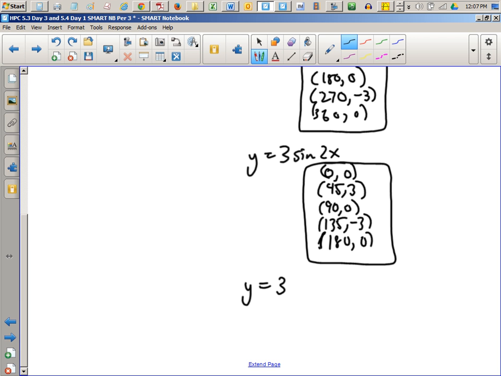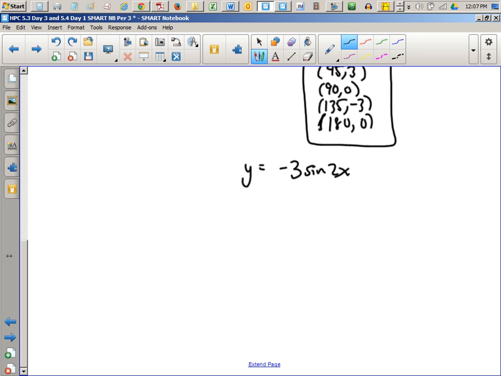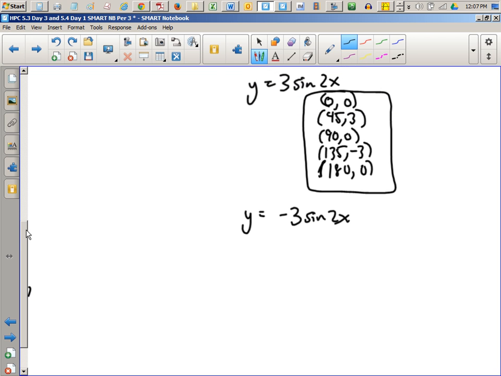I forgot to reflect. I cannot translate until I reflect. Okay, I need to do the reflection. Sorry about that. I need to do the negative 3 now. What does this do? This reflects over the x-axis, so it's going to effectively negate all my y coordinates. Okay, can't translate till I do that.